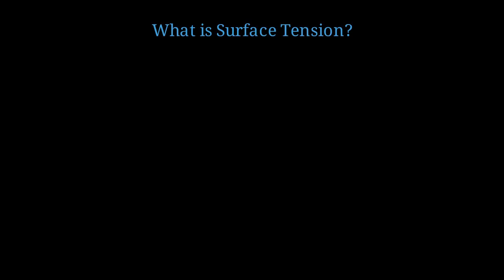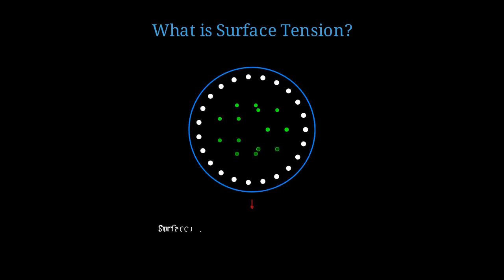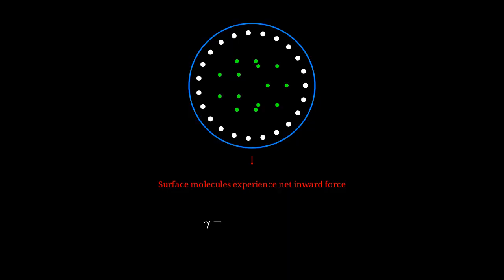Surface tension is a property of liquid interfaces that arises from the cohesive forces between liquid molecules. Molecules at the surface experience a net inward force because they have neighbors on the sides and below but not above. This creates a kind of elastic skin on the liquid surface. Surface tension gamma is defined as force per unit length, measured in newtons per meter. For water at room temperature, gamma is about 72 millinewtons per meter.